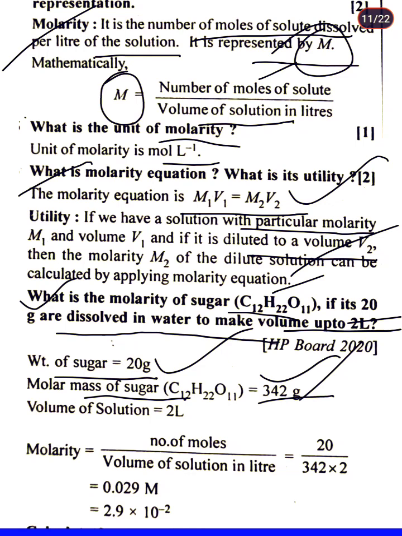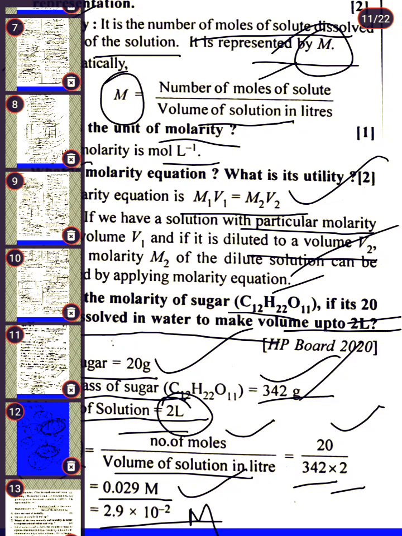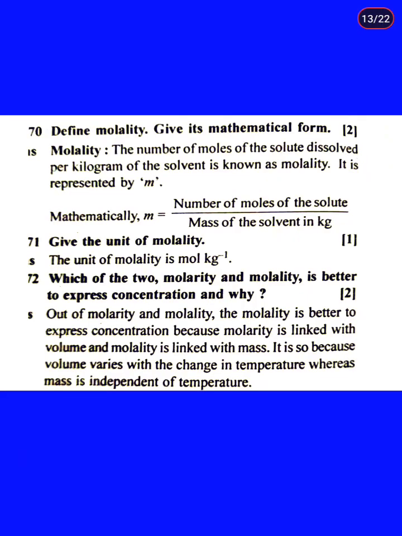Volume of solution is 2 liters. As the definition of molarity is the number of moles of solute divided by volume of solution in liters, that is 20 divided by 342, and the volume of solution is 2 liters. So we will get 0.029 molar, which can be written as 2.9 × 10⁻² molar, the concentration. This is the easiest way to calculate molarity. Next, the second term is molality.